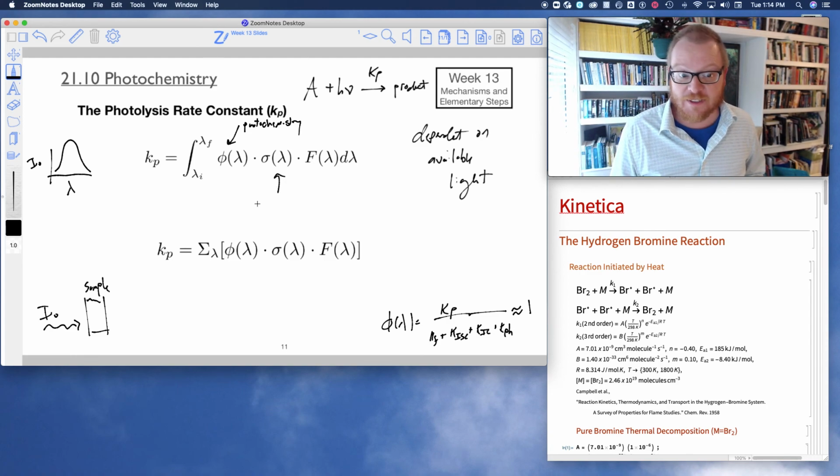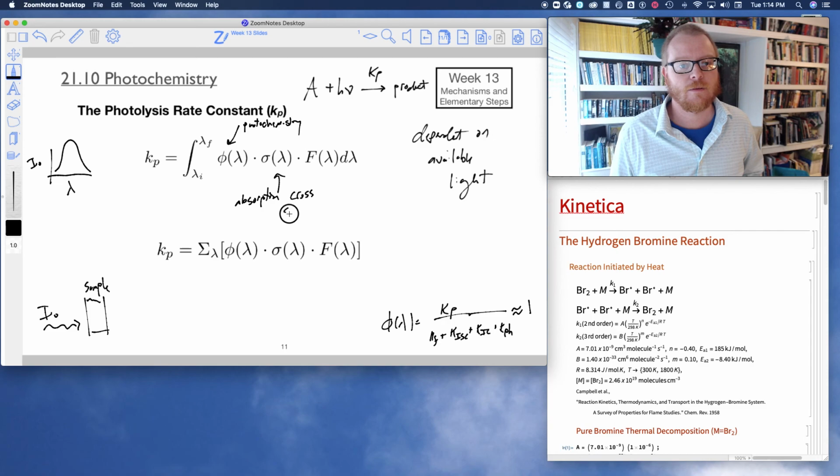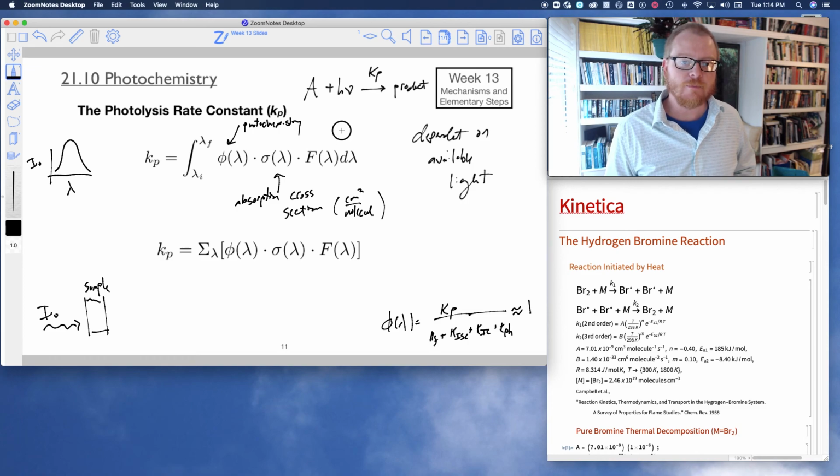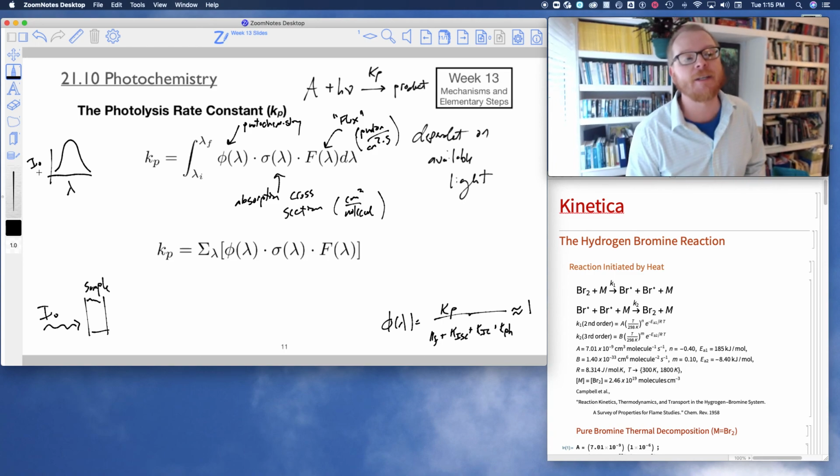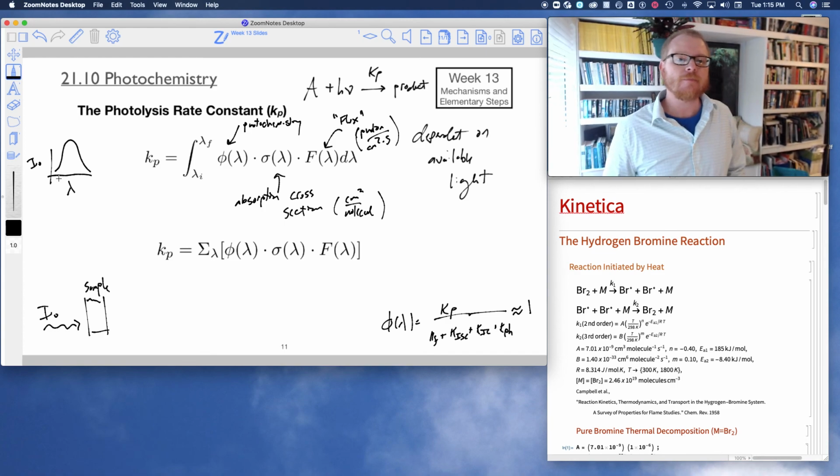So now this sigma, that's the cross section, and that's in square centimeter per molecule. Quantum yield is unitless. F is called the flux, and that's going to have units of photons per square centimeter per second. So you can think of it as the density of light used. So it's very much related to the intensity of light. However, it's flux, given that it's photons per square centimeter per second. And then, of course, d lambda, so we would integrate across a broad source of light.